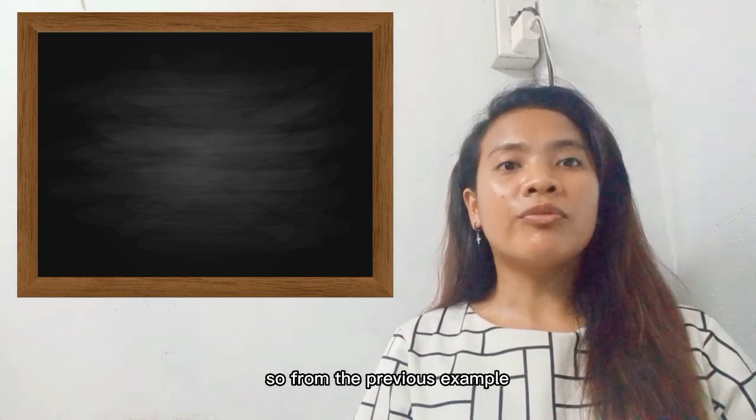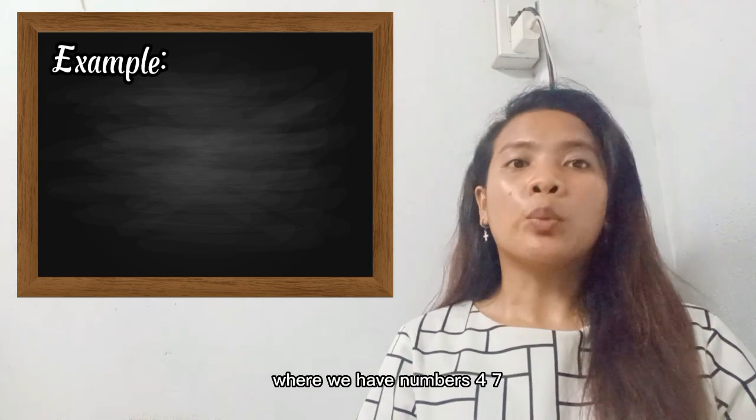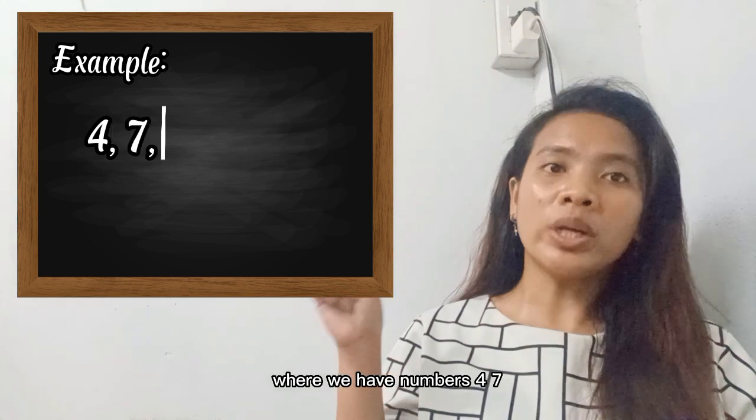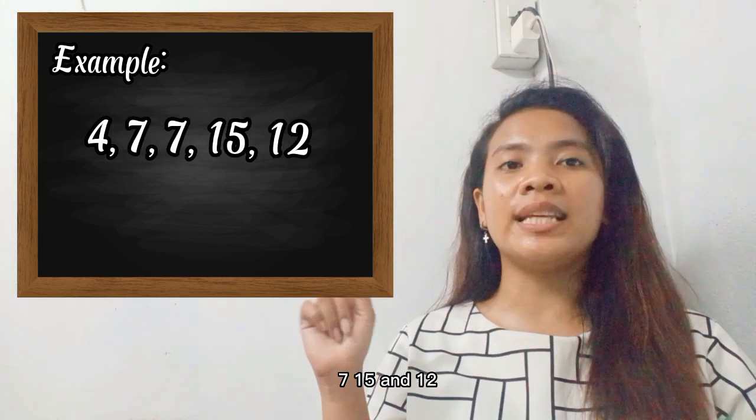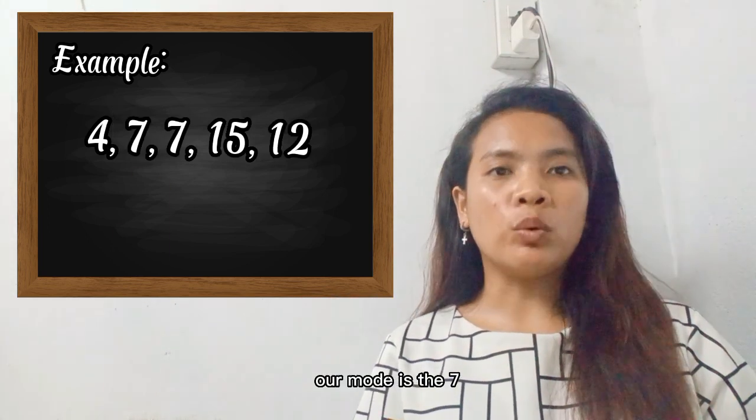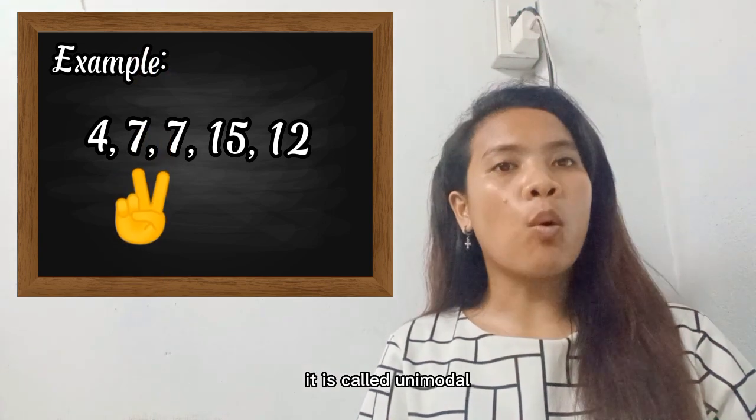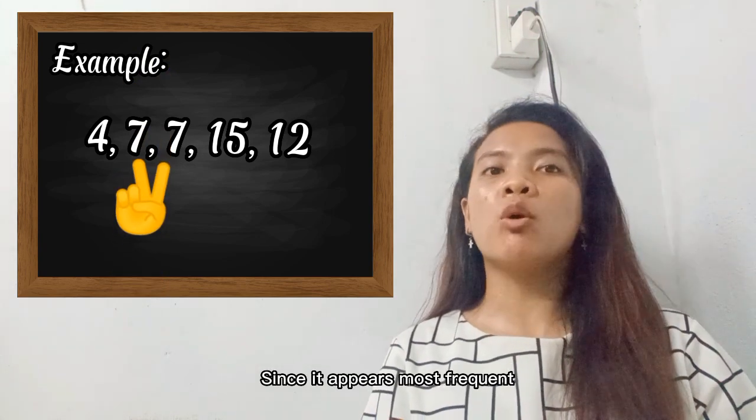So, from the previous example, where we have the numbers 4, 7, 7, 15, and 12, our mode is 7. It is called unimodal since it appears most frequently.